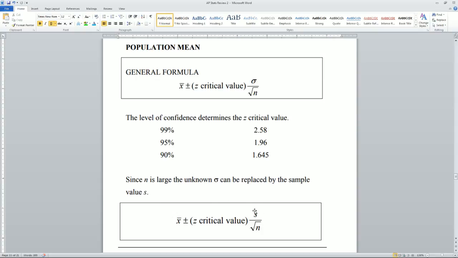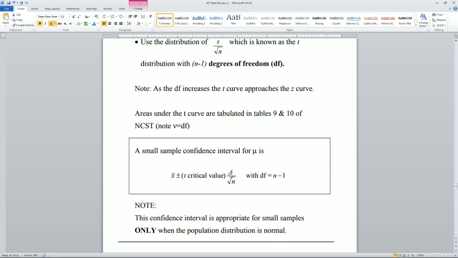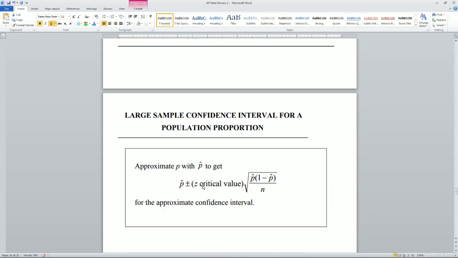Okay, good, that makes sense. When the sample becomes big enough, the standard deviation of the sample is more likely to reflect the population. Okay, good. Here are your conditions for the population mean. The small sample uses S, same thing here. And your last one is just your proportion. We're going to see how it's applied in the problems.